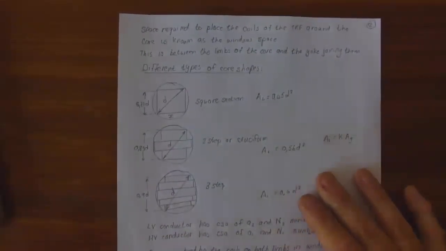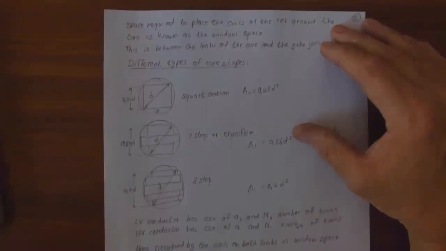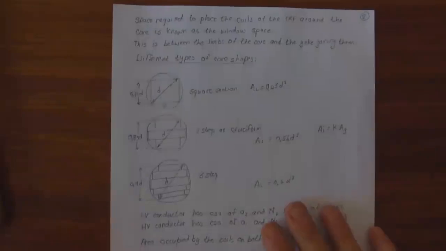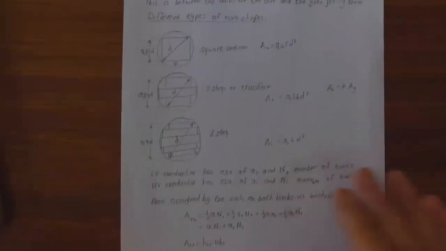Now the space required to place the coils of the transformer around the core is known as the window space. This is between the limbs of the core and the yoke joining them. Now there are different types of core shapes.